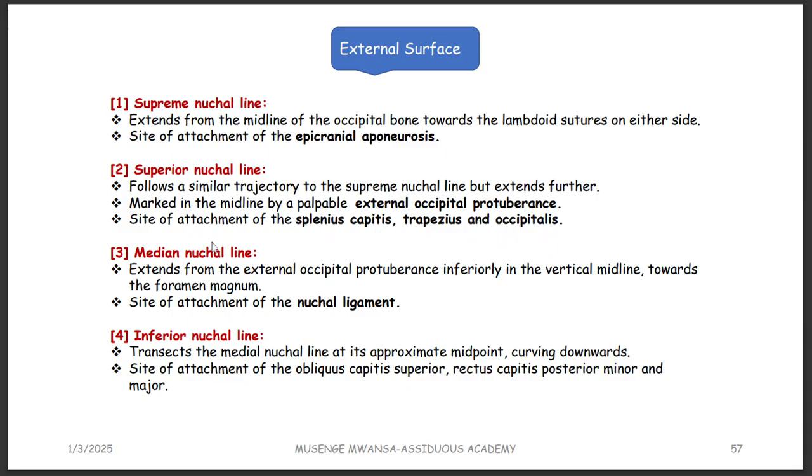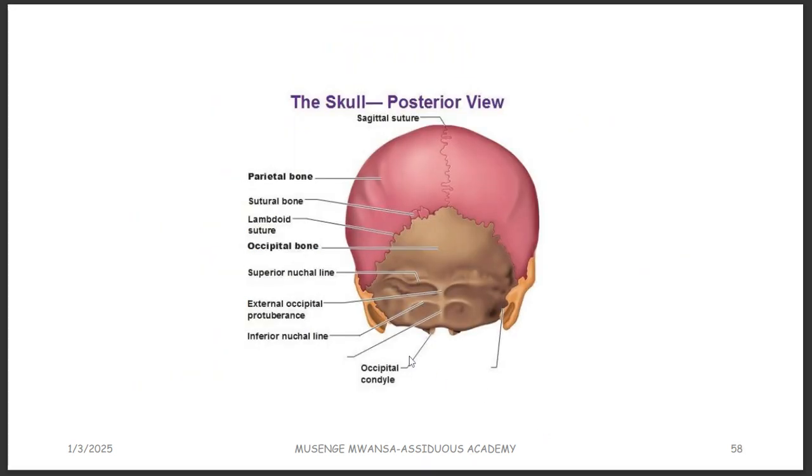The median nuchal line is the attachment for the nuchal ligament, which is a very big ligament of the back. And then you have got the inferior nuchal line, where there's going to be attachment of the obliquus capitis superior, rectus capitis posterior minor and major. We'll discuss these muscles later, so for now I don't want you to worry much about them.